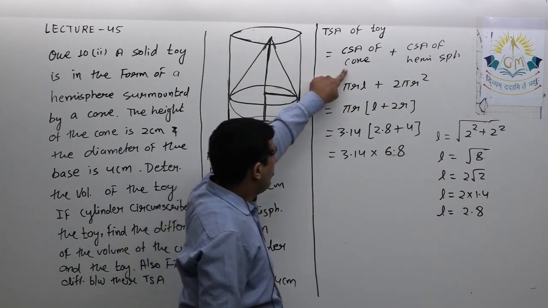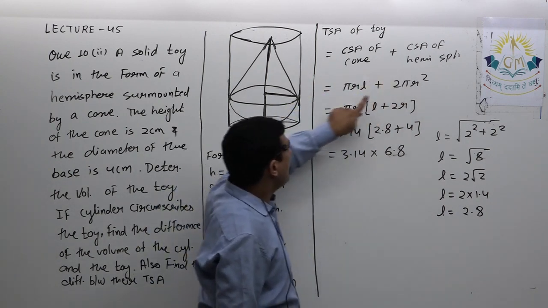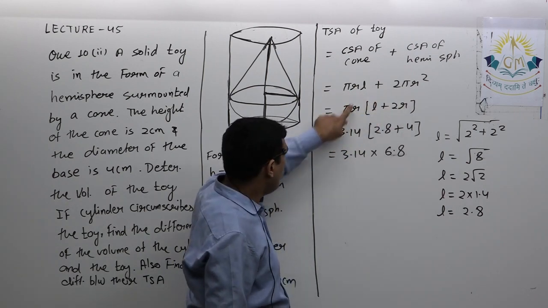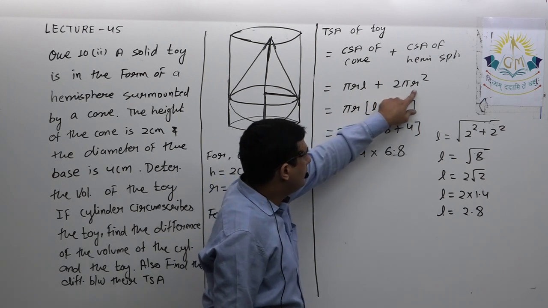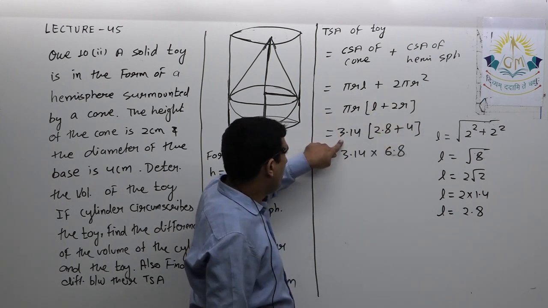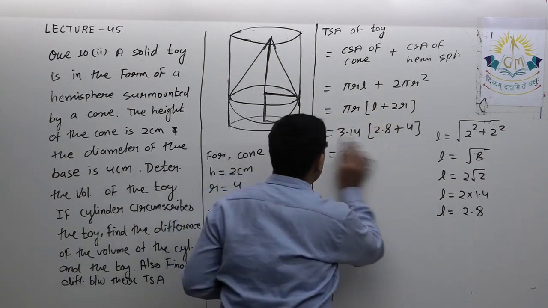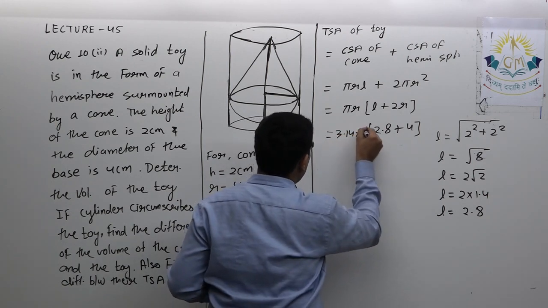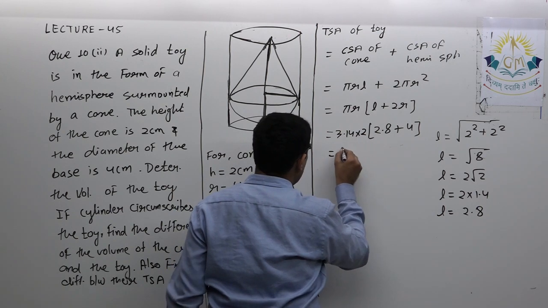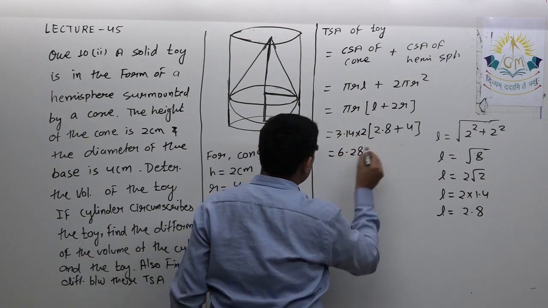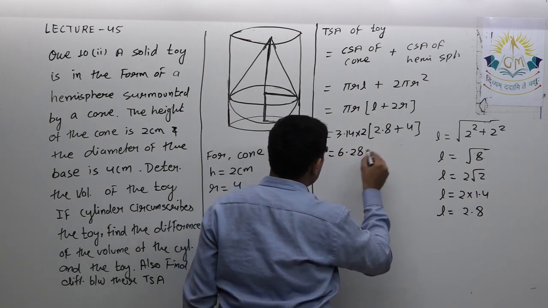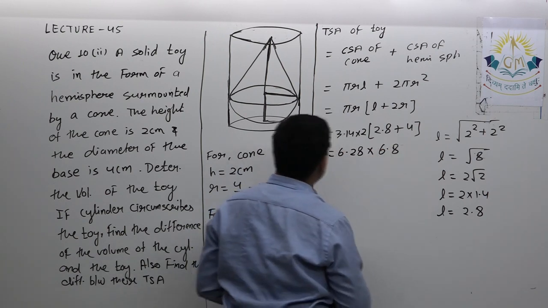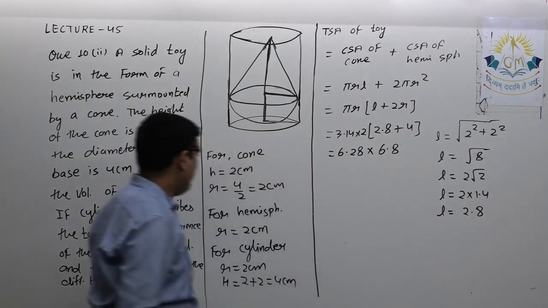Again, TSA of toy is CSA of cone plus hemisphere. This is pi r L, this is 2 pi r square. So pi r is taken common, L plus 2r. Pi is 3.14. I forgot to keep the value of r here: 3.14 multiplied by 2, so this is 6.28, multiplied by 6.8. This is the TSA of toy.